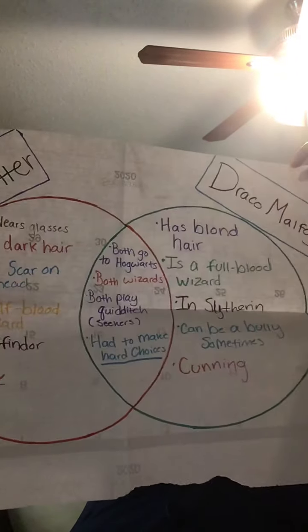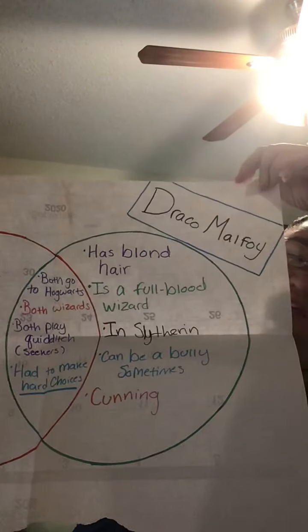Now, to help give you an example, I constructed a Venn diagram with two of my favorite book characters. Now, this is only an example. I did Harry Potter and Draco Malfoy. I made it colorful. You can make it as colorful as you want. And then I put their similarities and differences, like Harry has dark hair and Draco has blonde hair. Now, be sure to have everyone participate.